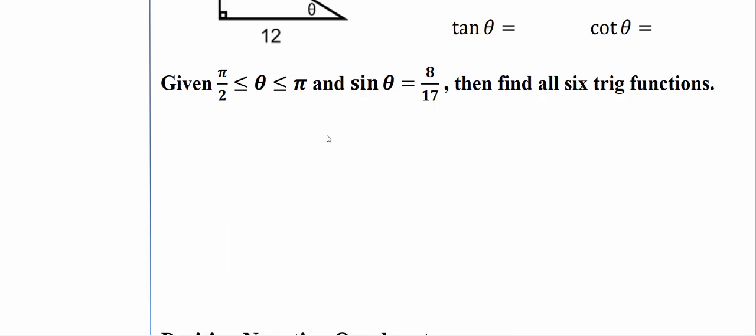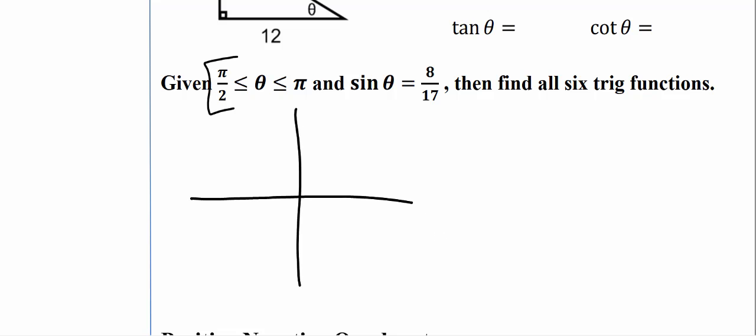Let's move on. All right, so for this one, if I'm given some information and I have to find all 6, if I know the sine of theta is 8 over 17, I've got to find all 6. Remember, sine, cosine, tangent, cosecant, secant, and cotangent. Those are the 6. So I have to draw a figure.